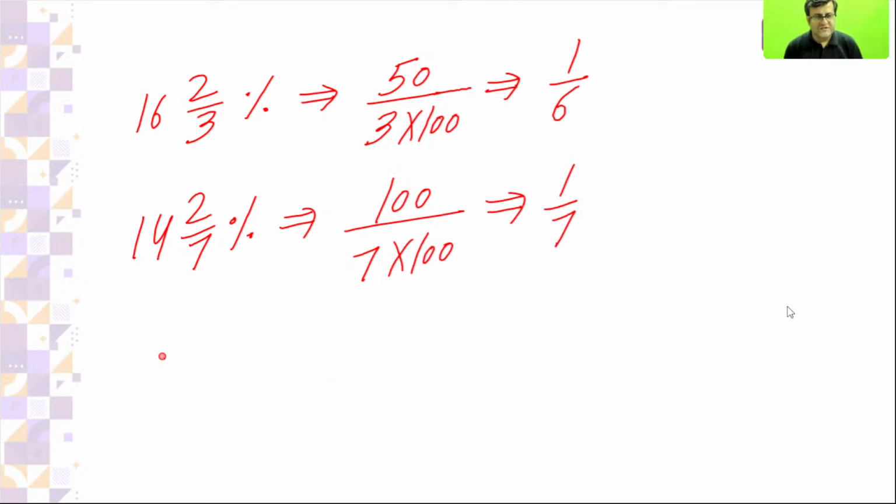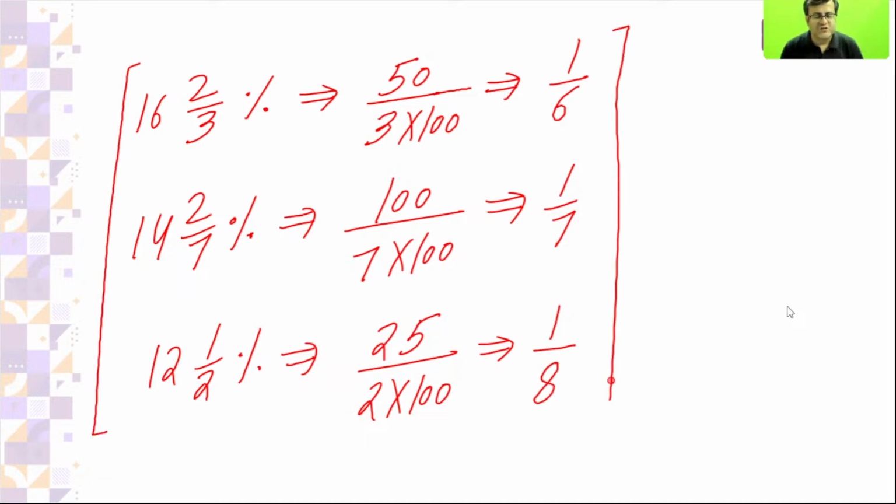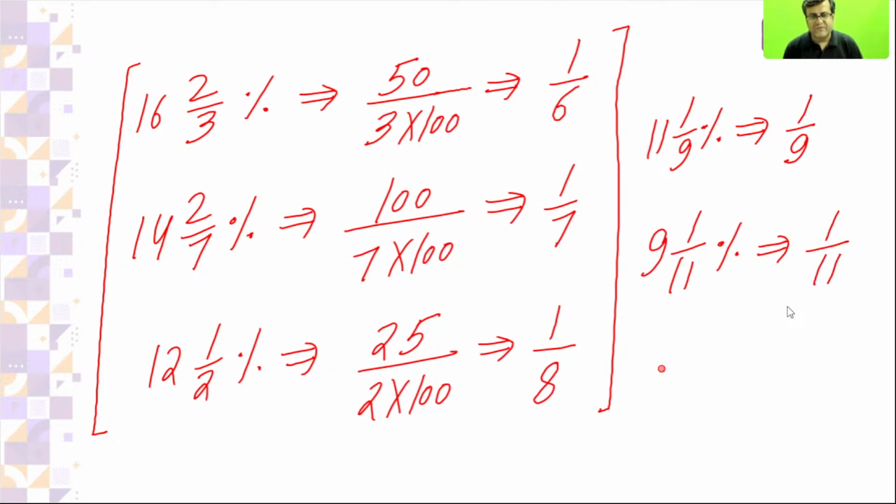Then come to 12 1 by 2%. 12 2s are 24 plus 1 is 25, so 25 by 2. Remove percentage, you will get by 100. Finally, 25 4s are 100, so 1 by 8. So 16 2 by 3% means 1 by 6. 14 2 by 7% means 1 by 7. 12 1 by 2% means 1 by 8. Same as 11 1 by 9% means 1 by 9. Then 9 1 by 11% means 1 by 11. 8 1 by 3% means 1 by 12.